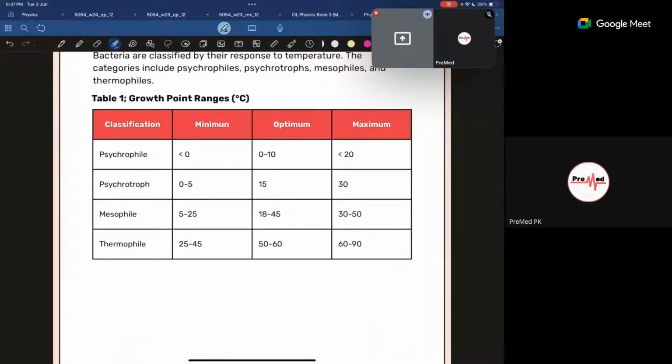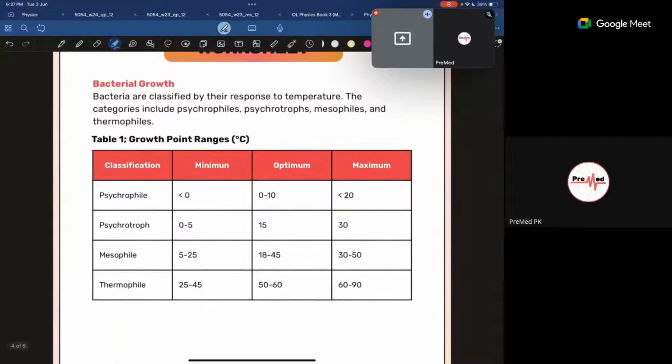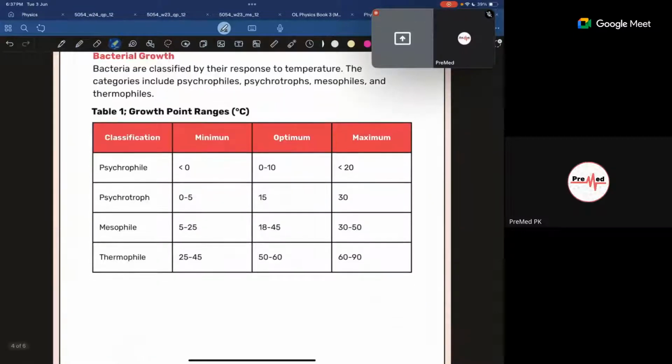So basically over here, the minimum, optimum, and maximum, what do they actually mean? Minimum means that it is the minimum temperature at which this type of bacteria will work. Below this temperature it will not work at all, because as we know, bacteria also have enzymes, and those enzymes need temperature to work. So if it is below this temperature, these enzymes will be inactive.